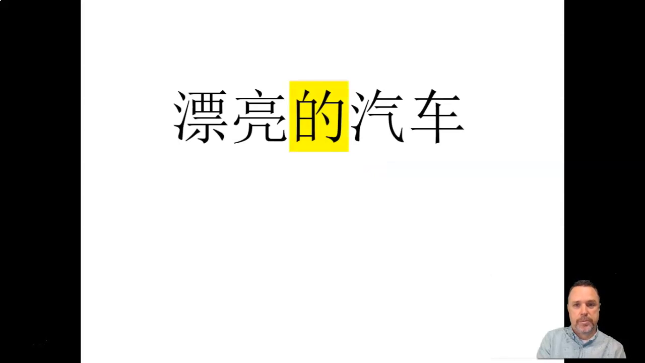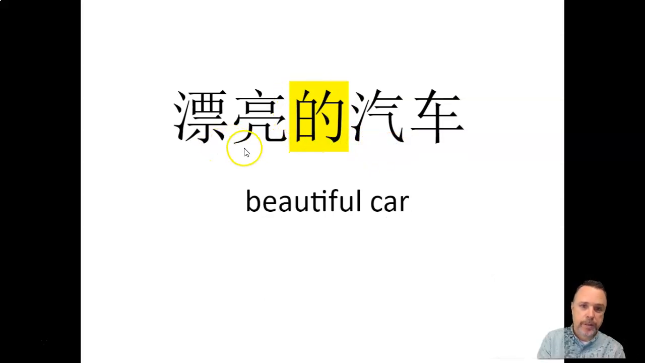Another example. So here we've got 汽车. 汽车, that's a mode of transport. Hopefully you remember that is car. And here we have 漂亮. 漂亮 is another way of saying beautiful or pretty. So 漂亮的汽车 simply means beautiful car. Again, we need the "的" because 漂亮 is 2 characters long. It's a 2 character adjective, so we need the "的." 漂亮的汽车.